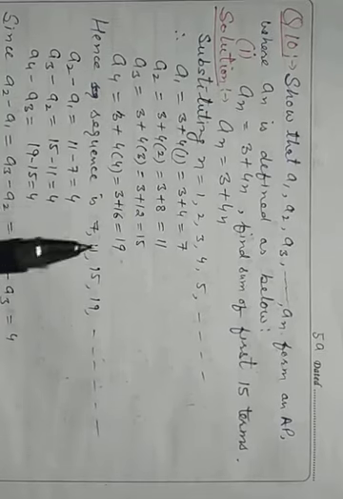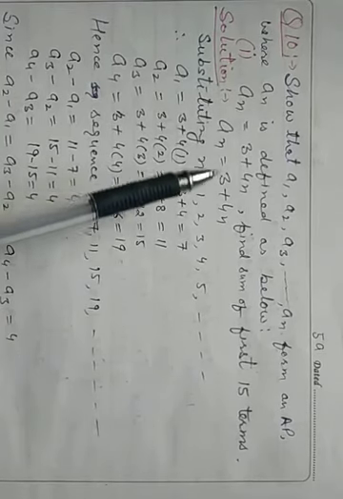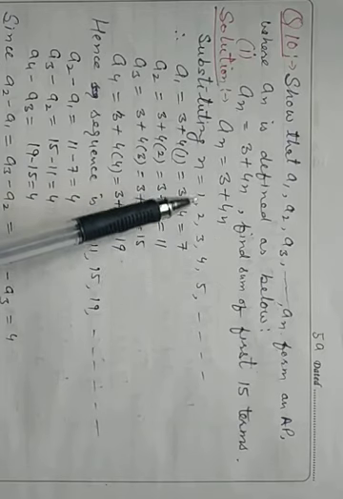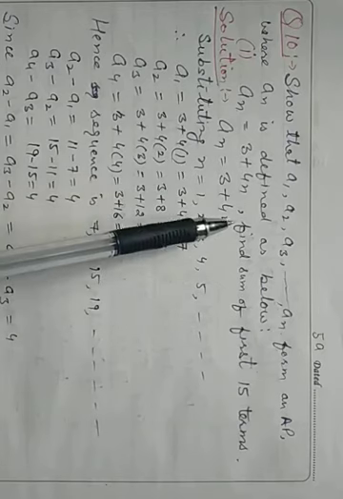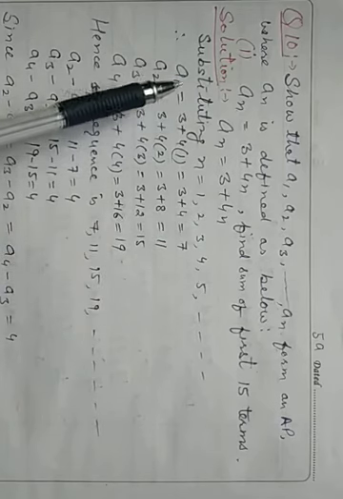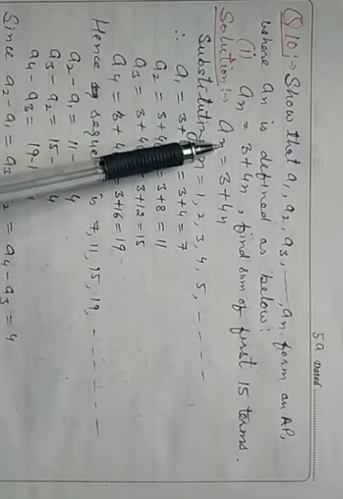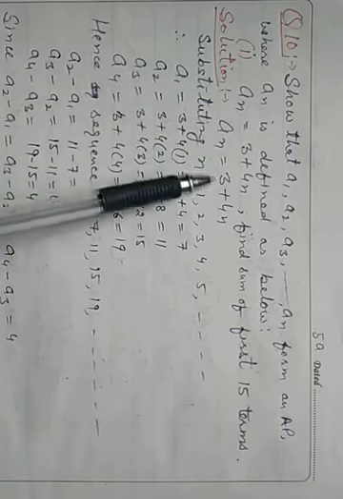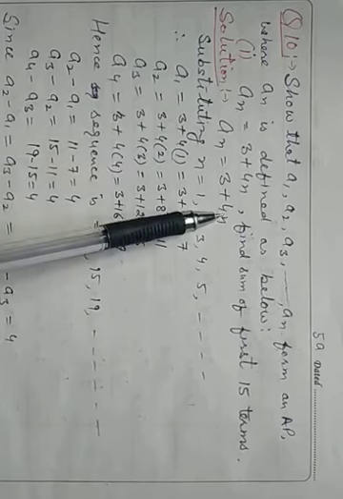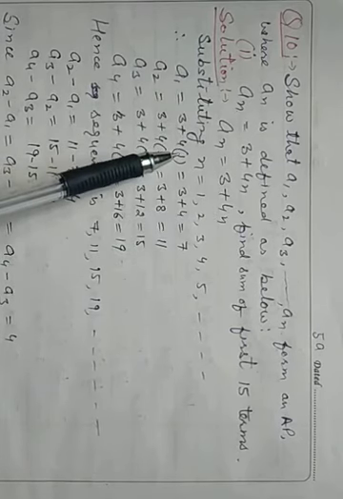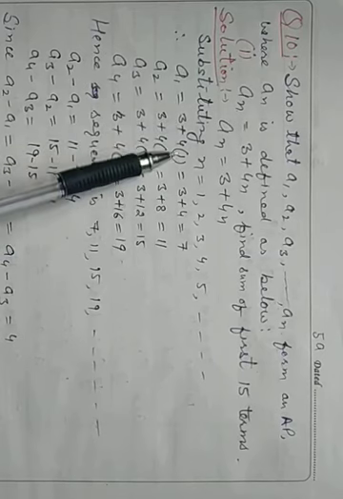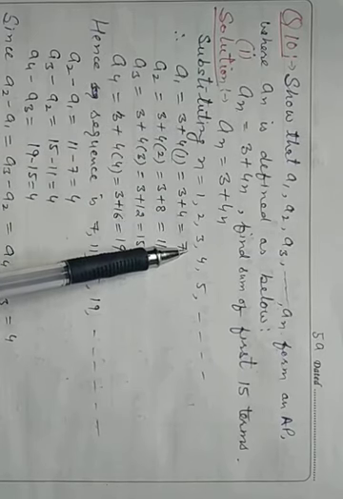AN. Now substituting n, you know n is the number of terms, natural numbers. Putting n is equal to 1, 2, 3, 4 and so on. A1: if you put n as 1, 3 plus 4n means 3 plus 4 ones are 4. 3 plus 4 is equal to 7.